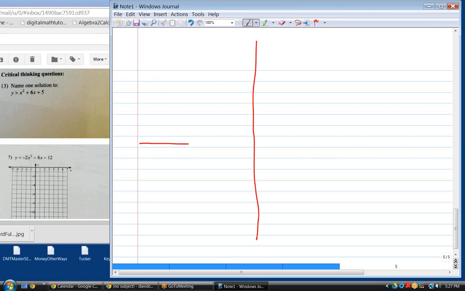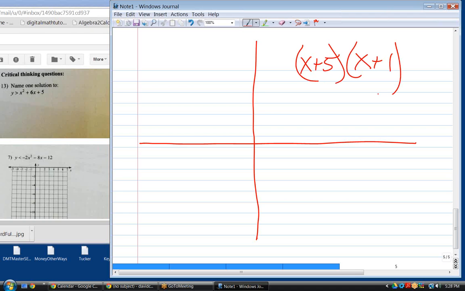How am I going to answer 13? I don't know. Well, first of all, let's graph them. Now this one I can factor into x plus 5 times x plus 1, and that gives me my x-intercepts. In other words, my intercepts are right there, and now I know it opens up, so my curve has to go through that, like that.